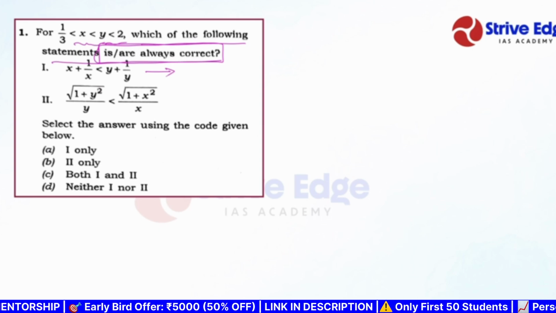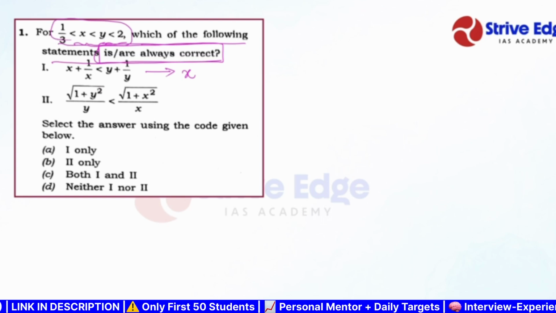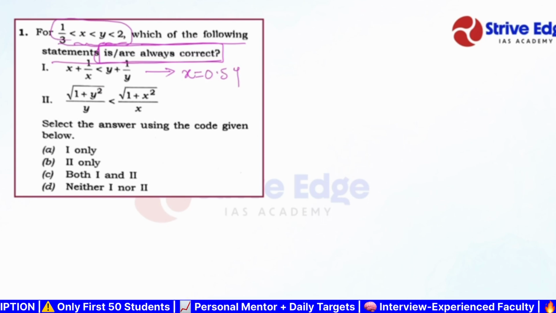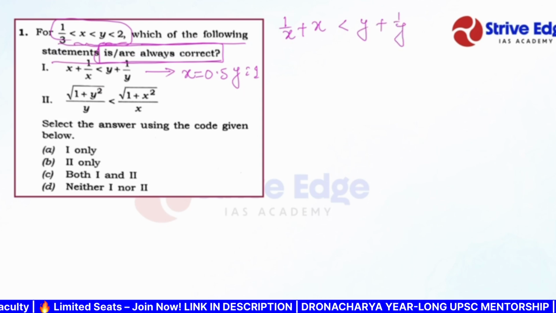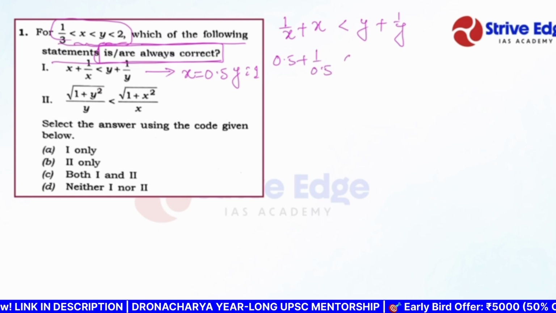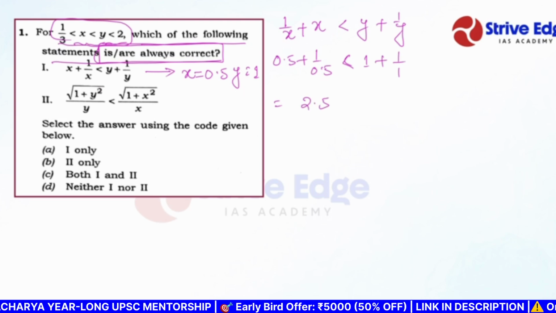So let's check that. To check that, I can select any value, but that should satisfy this condition. So I can choose my x equals 0.5 and my y equals 1, and by using that, let's see whether x plus 1 by x and y plus 1 by y, which one is greater and which one is smaller. So let's check that: x plus 1 by x and y plus 1 by y. Here I'm just putting 0.5 plus 1 by 0.5, and 1 plus 1 by 1. So this value is going to be 2.5 and this value is 2.